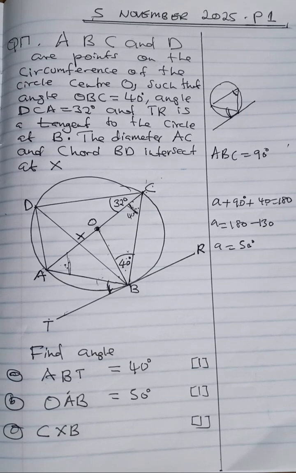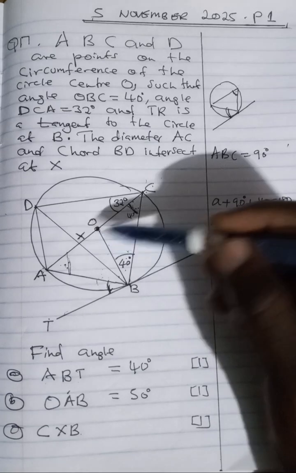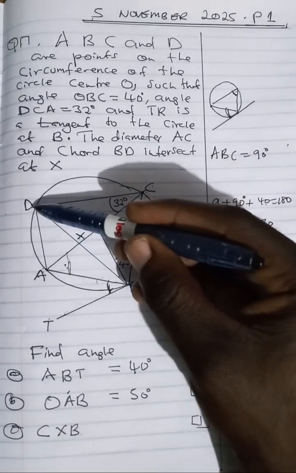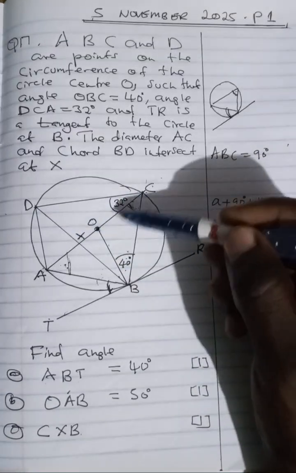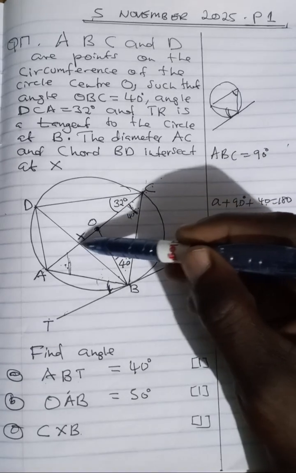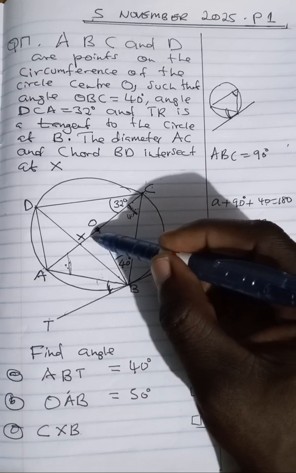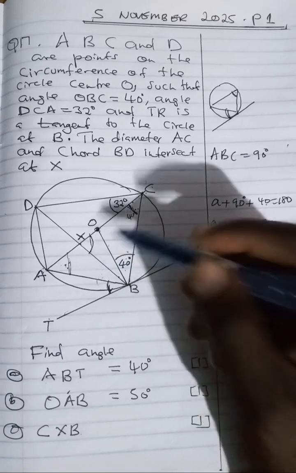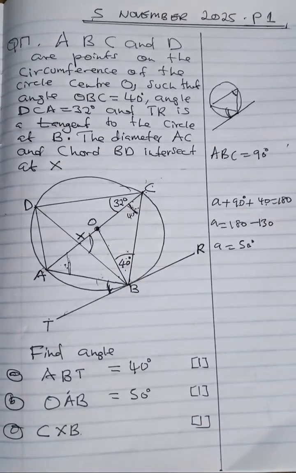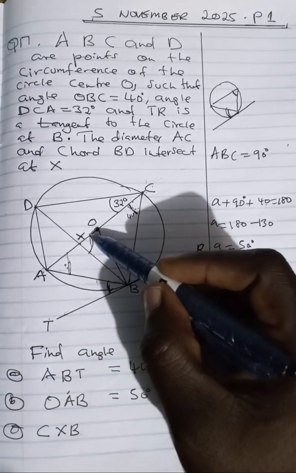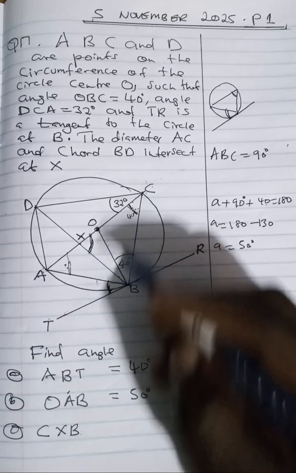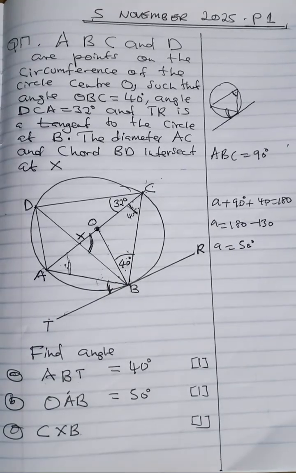Okay, so let's look at the last question. The last question is saying, find the angle CXB. C here, X is here, and B. You're looking for this angle here, CXB.